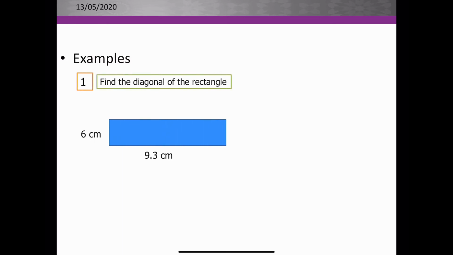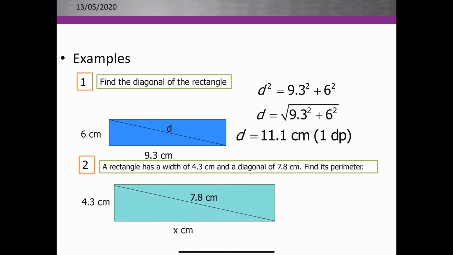So let's say an example. Find the diagonal of this rectangle. Well, obviously, straight across, Pythagoras' theorem for this one. Nice and simple. Same again, Pythagoras' theorem, but now you're trying to find one of the other lengths.